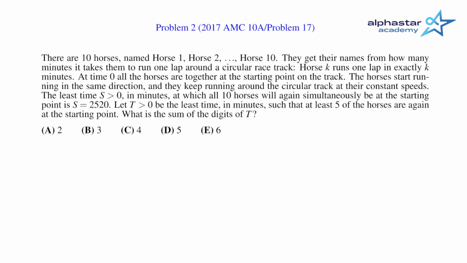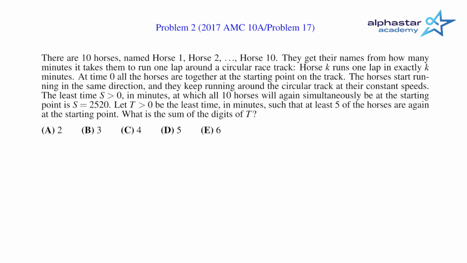Hey, welcome back. This is problem 2, which is from the 2017 AMC 10A, problem number 17. This is a nice number theory problem. There are 10 horses named creatively horse 1, horse 2, and all the way to horse 10. They get their names from how many minutes it takes for them to run one lap around a circular racetrack. Horse K runs one lap in exactly K minutes.